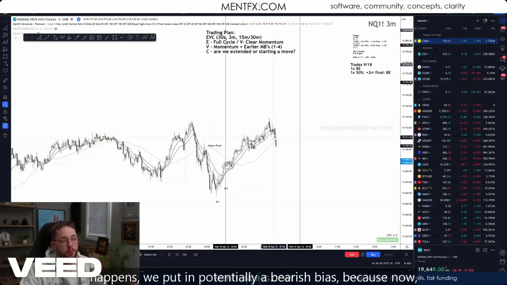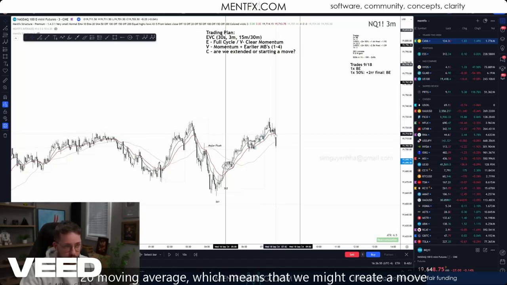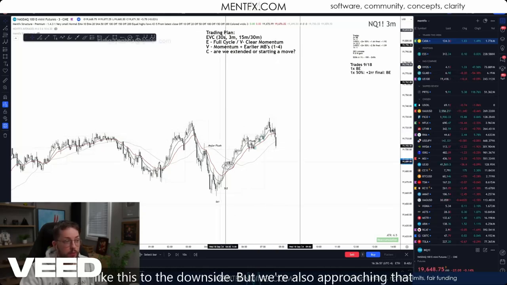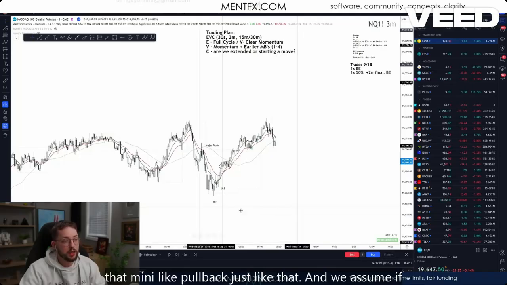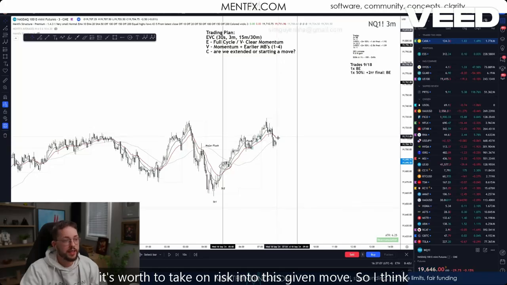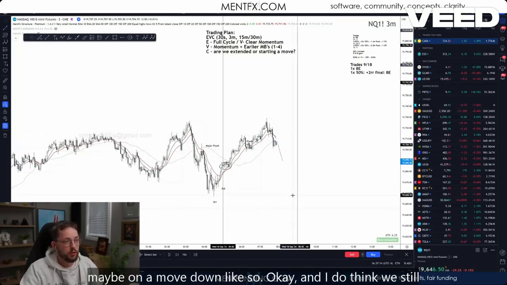So as this happens, we put in potentially a bearish bias, because now, as we're moving to the downside, we're below the 10 and 20 moving average, which means that we might create a move like this to the downside. But we're also approaching that 9 a.m. So with that all in mind, we wait to see if we do get that mini pullback, just like that, and we assume if it's worth taking on risk into this given move. So I think this is looking quite nice for a potential follow through, maybe on a move down like so.